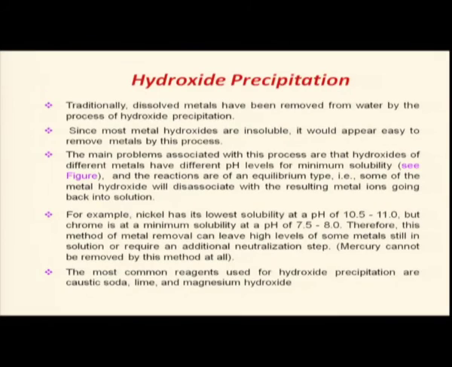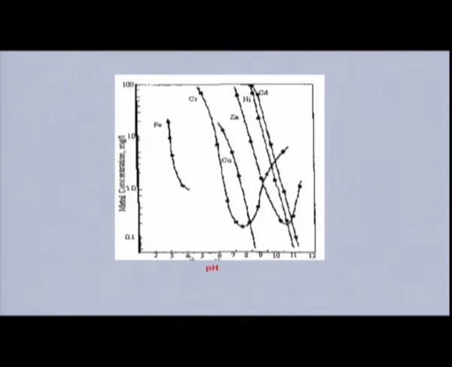And as I told you, hydroxide precipitation is the one mainly used for the removal of most of the toxic metals present, usually precipitated between 10.5 to 11 or so, in the alkaline range, with the help of precipitating agents like caustic soda, lime or magnesium hydroxide. This slide shows the precipitation of different metals at different pH and the residual metal concentration.